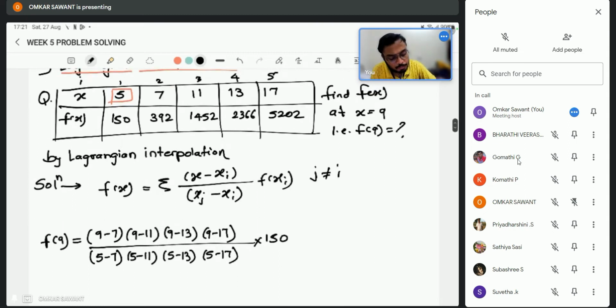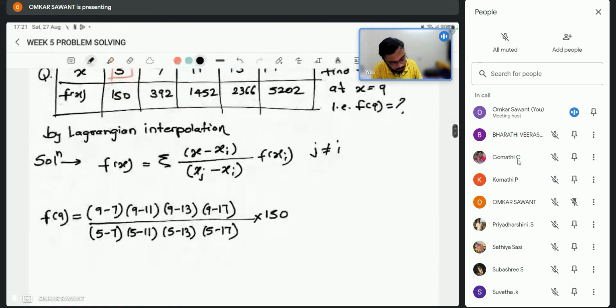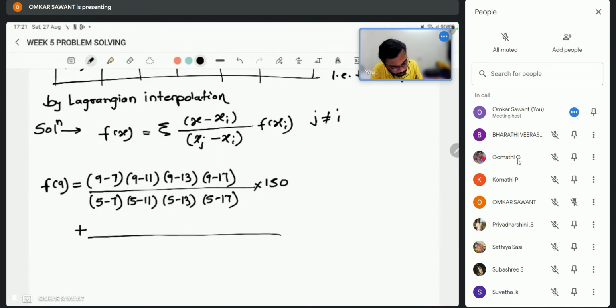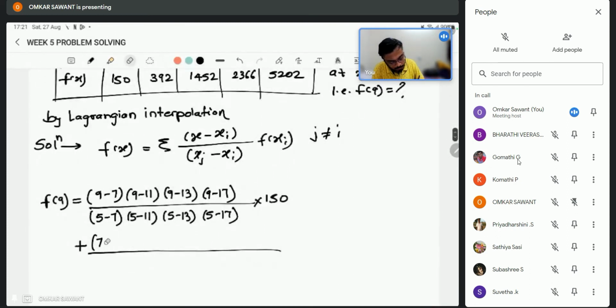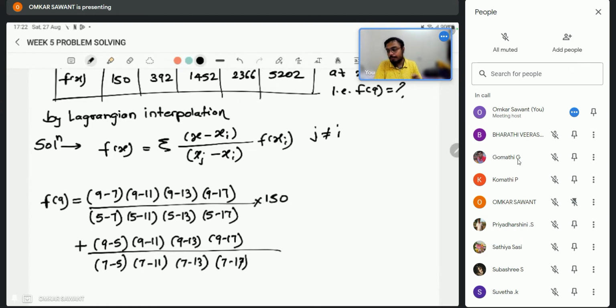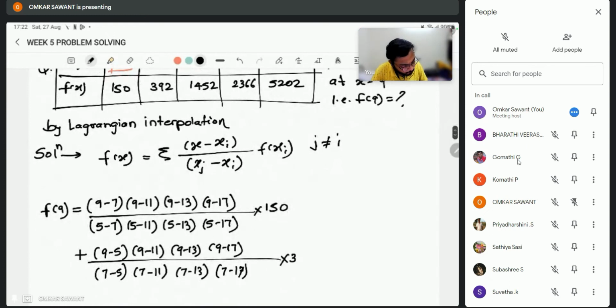This is one, we call it the first term. Likewise we will get four more terms because we have 5 x values, so we get a coefficient for each respective x value. We will get 5 terms, add them up, and get the answer. Similarly for 7, what we will do: 9, and all other terms other than 7 we subtract, and we find the distance from 7, into the value we are calculating the coefficient for, x equal to 7, which is 392. Is it clear now?